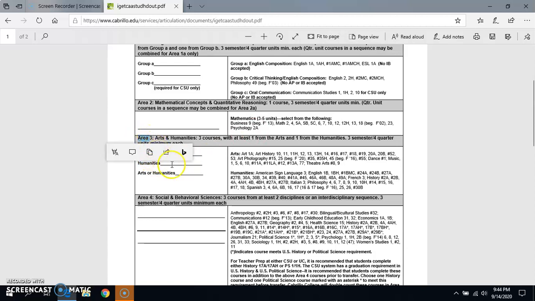Area 3 is the arts and humanities. Basically, what we're asking for you to do here, if you want to fulfill this area, is to complete an arts class.